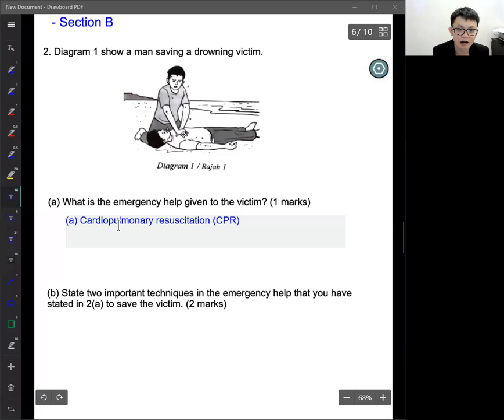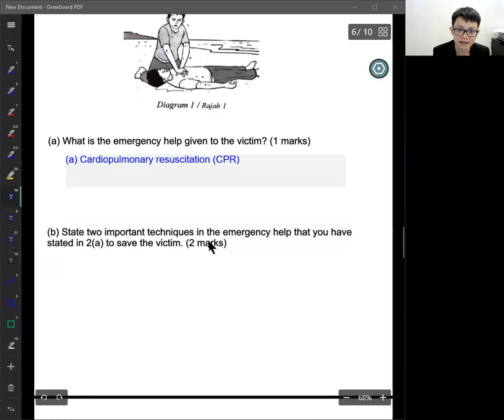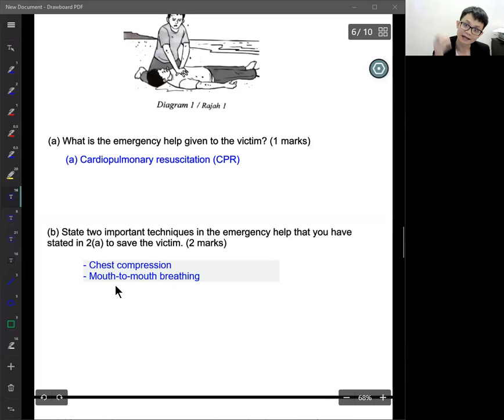Okay, cardiopulmonary resuscitation, CPR. Moving on, B. State two important techniques in the emergency help that you have stated in 2A to save the victim. What are the two important techniques in CPR? The first technique is chest compression. We want to push on the chest, and we want to do mouth-to-mouth breathing. So chest compression and mouth-to-mouth breathing, these two parts in the CPR. Moving on to the next question.